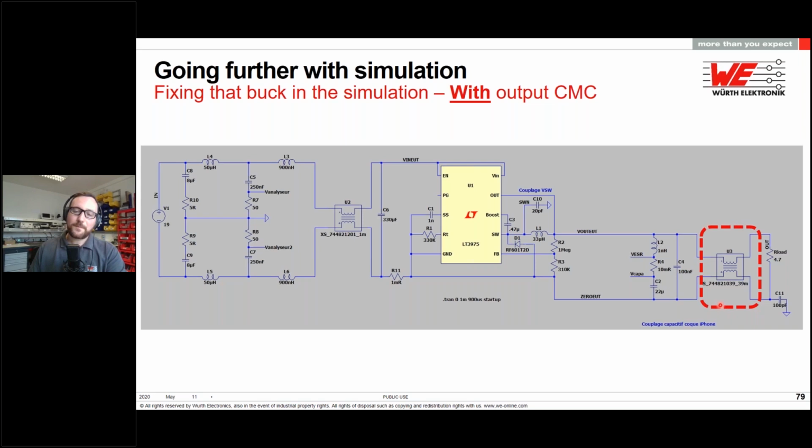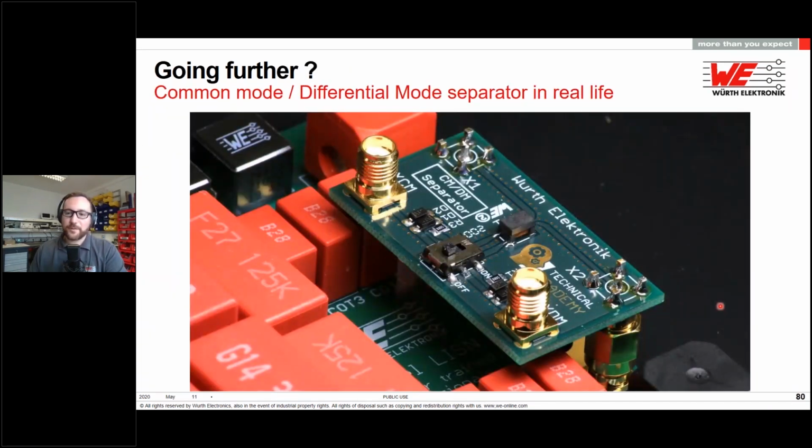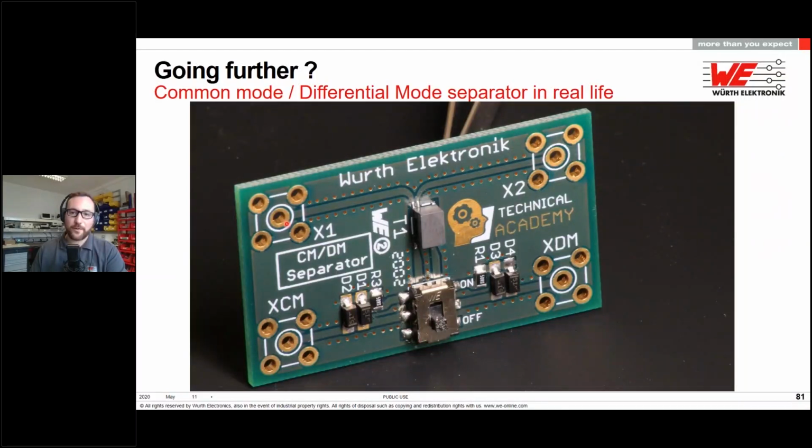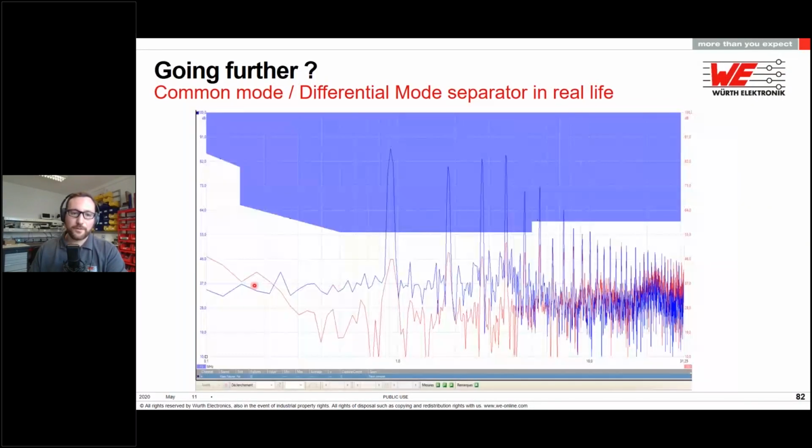So the next question that often comes with this presentation is: can we separate the common and differential mode in real life? Yes, we can, and we've been working hard on this subject for about one year. And yes, we have the common and differential mode separator that really helps you to separate in real life the common mode contribution and the differential mode contribution. So it's possible, and the schematics, bill of material, and layout are available at the end of the presentation, again on GitHub.